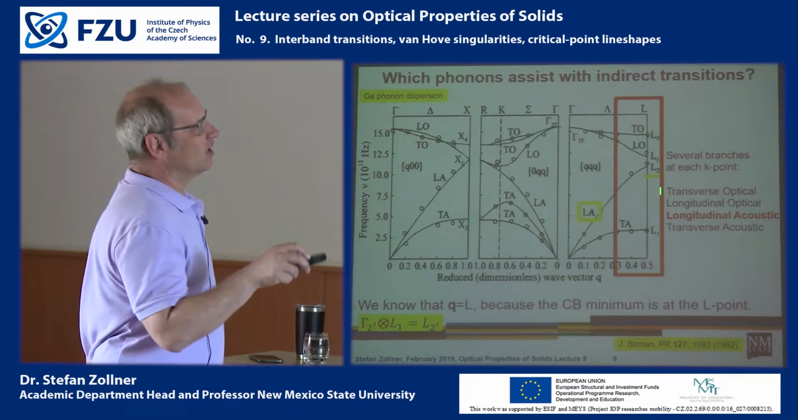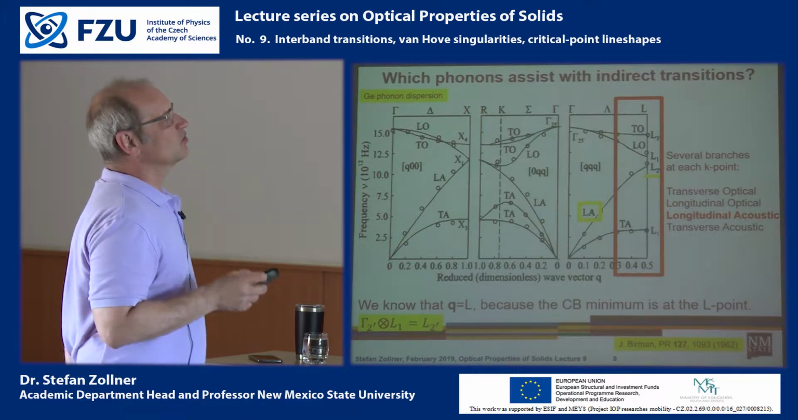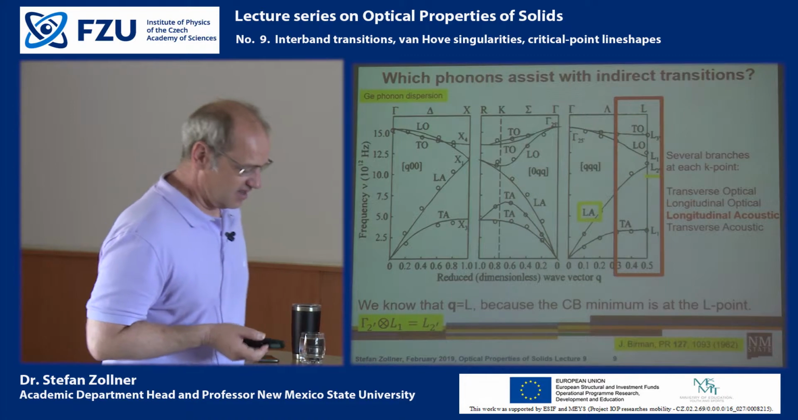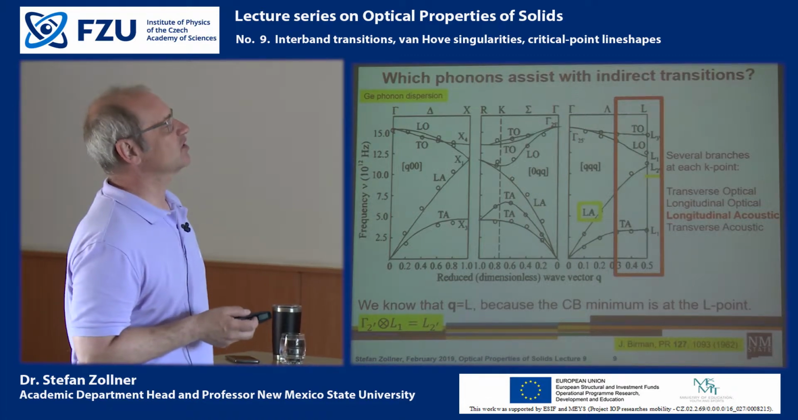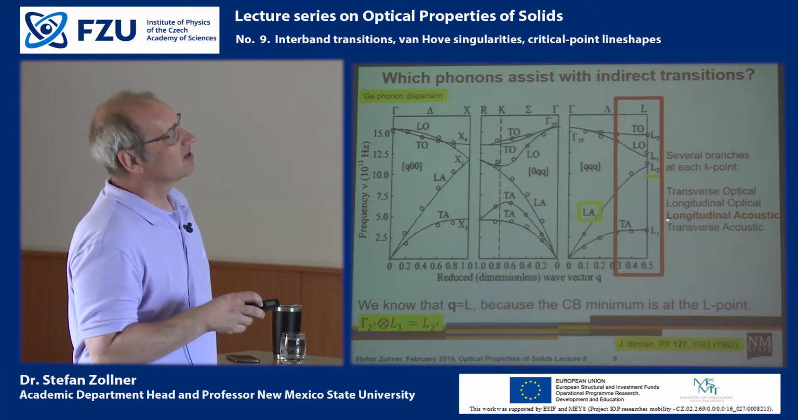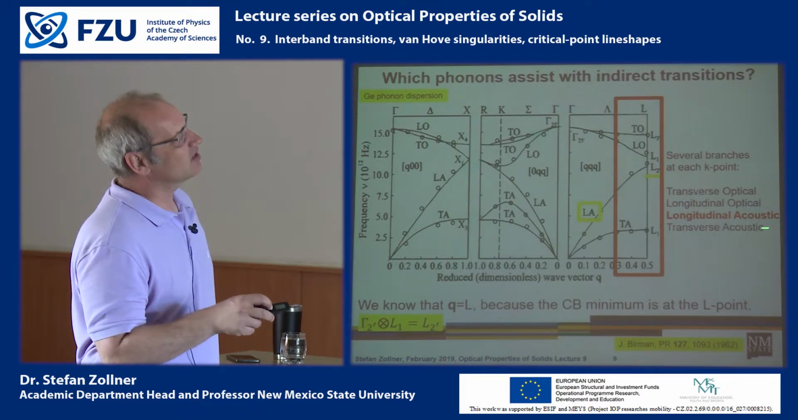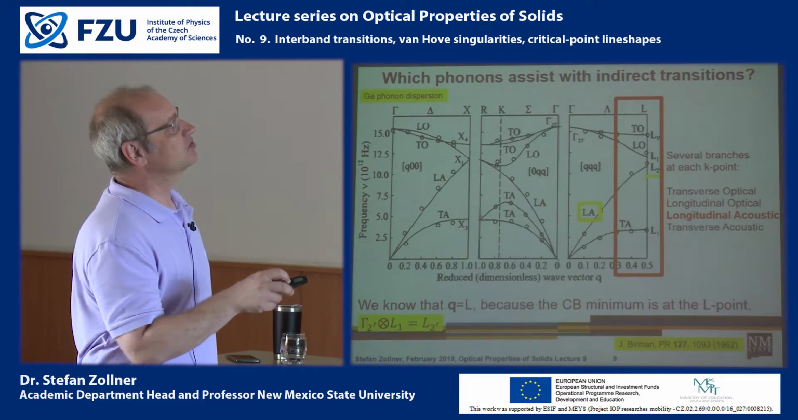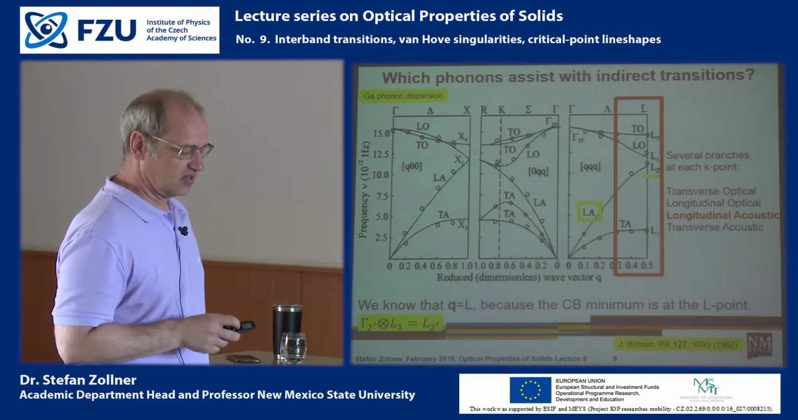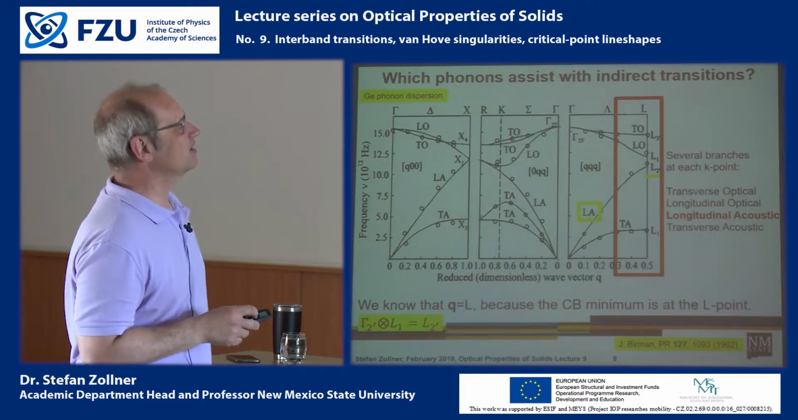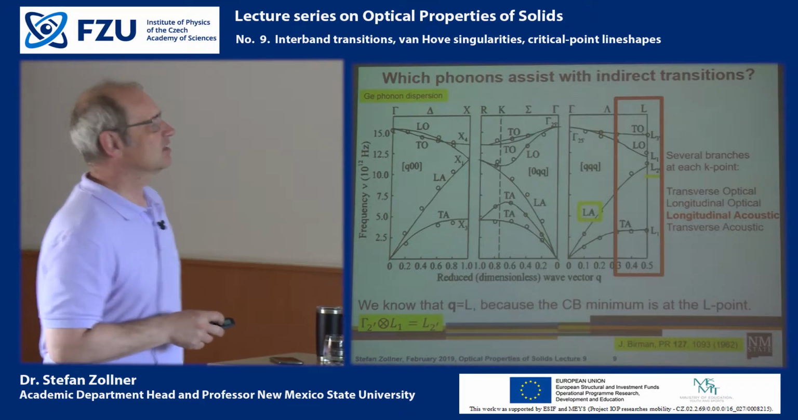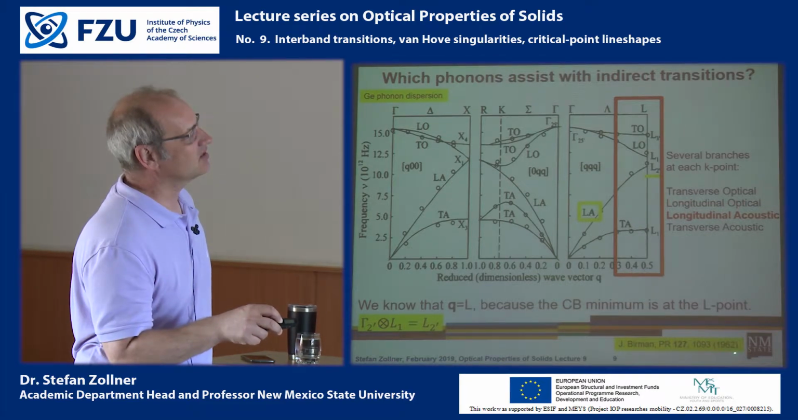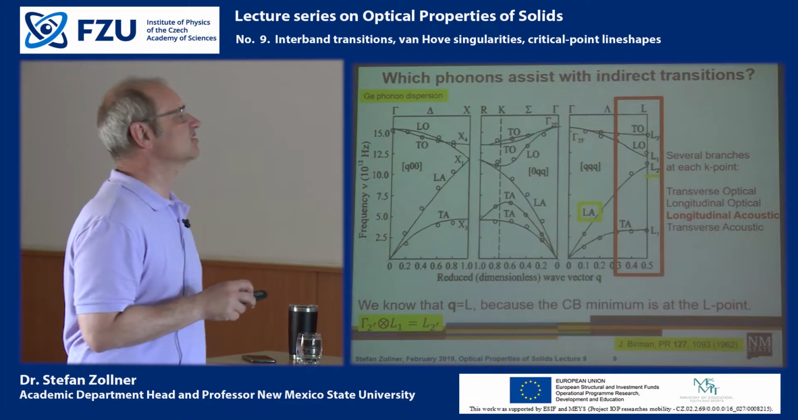So we have 1, 2, 3, 4 phonons. Which of these phonons is responsible for the indirect transitions? Which of these phonons assists? And the answer is that it's the longitudinal acoustic phonon, this one here, which helps with the indirect transitions in germanium. And why is that? Well, we need to look at group theory, and there is a paper by Joe Berman, 1962, which explains that.